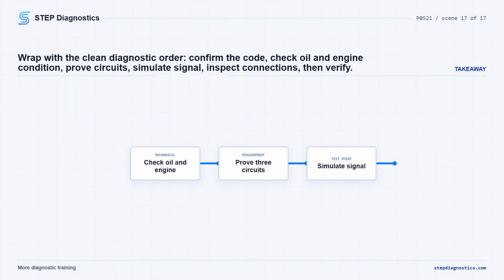Keep the verification separate from the testing. Anytime a mechanical issue, circuit fault, poor connection, sensor fault, or PCM decision point is addressed, clear the codes, operate the truck under the same operating conditions, and confirm P0521 stays gone. The clean path here is: prove the code is current, rule out oil and engine mechanical problems, prove the signal, supply, and ground circuits, simulate the sensor signal, then inspect connection integrity before making the final PCM call.